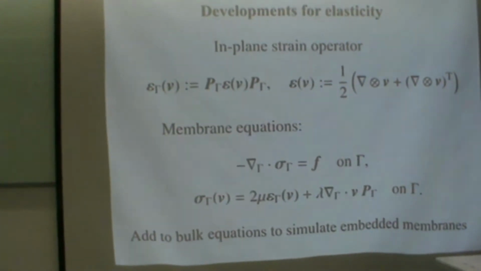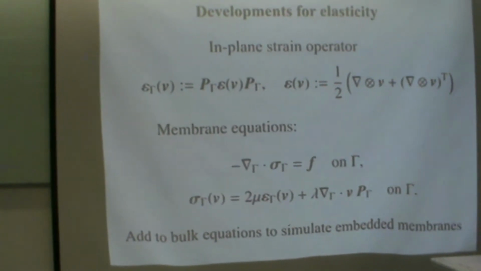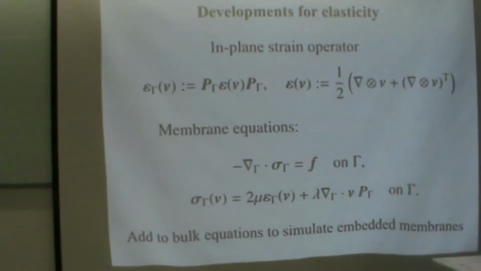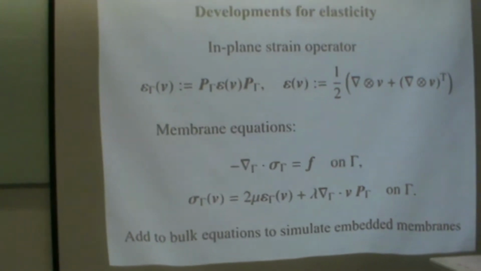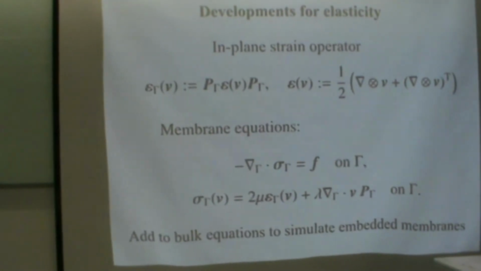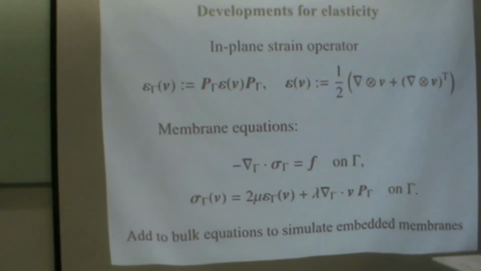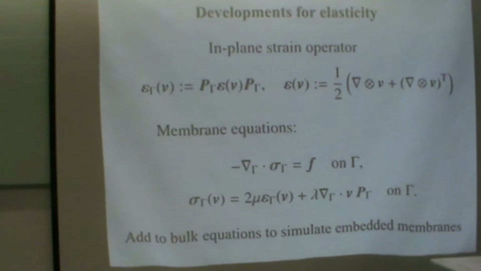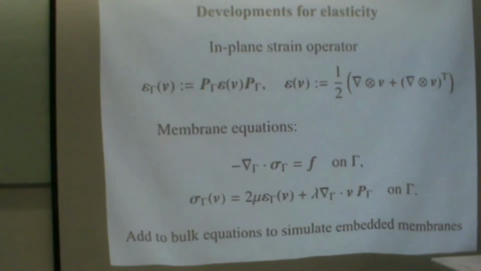Now, further developments are developments for elasticity. For elasticity, we can use the same projection operator to construct an in-plane strain operator. You pre and post multiply with a projection operator. This is the standard strain in 3 dimensions. And you get a membrane problem. You have the surface divergence of the surface stress tensor equals F on gamma, and the surface stress tensor is given by Hooke's law as usual.